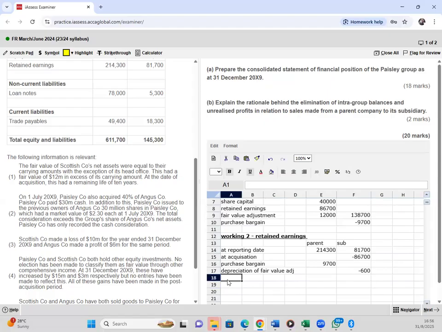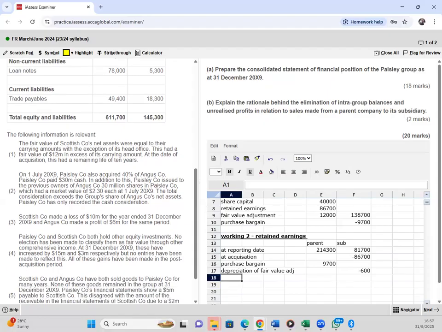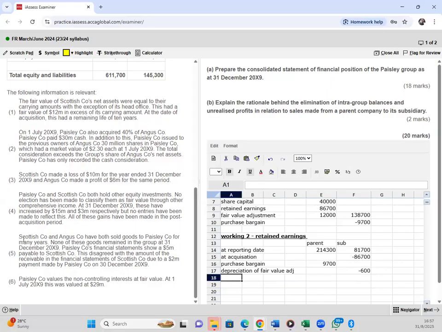So let's just go on, and there was a statement talking about Scottish and English both selling goods to Paisley. For many, none of these goods remained in the inventory. Not this one. Item number 4: Paisley Company and Scottish both hold other equity investments. No election has been made to classify them as through other comprehensive income. So if you have not elected to classify the investment as through OCI, it means by default the investment will be through profit and loss, meaning the gains and losses are taken to profit and loss.